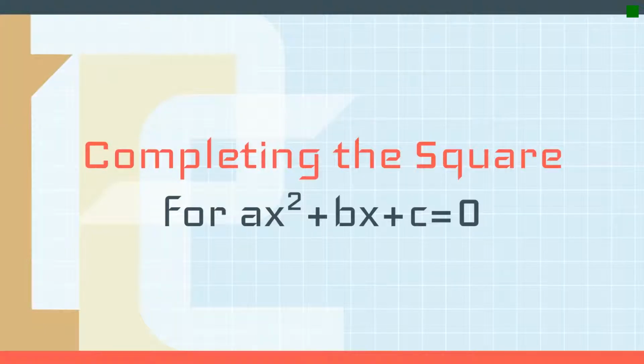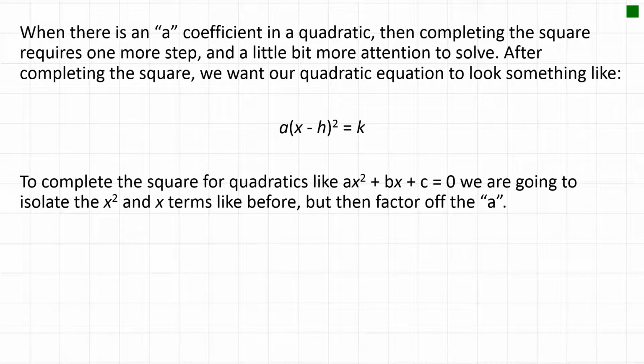Completing the square for ax squared plus bx plus c equals 0. When there's an a coefficient in a quadratic equation, and if you look here, this is what I mean by an a coefficient. So you have ax squared plus bx plus c, then it adds a step to our completing the square strategy.